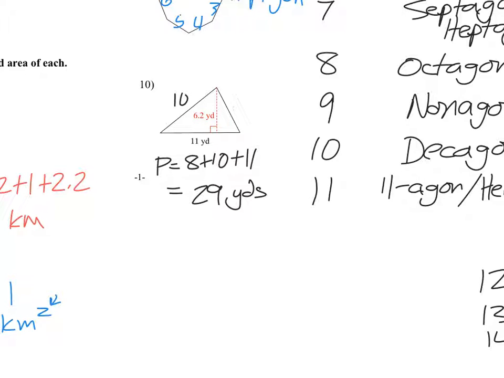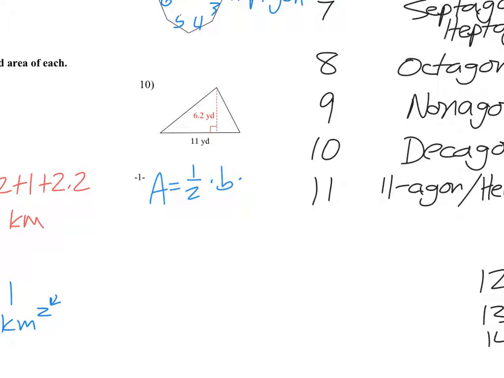Now, what we can find in this, based on the information they've given us, is the area. So this I do want you to know. Area for a triangle is 1/2 times base times height. So what's the base of a triangle? The base would be this, and then this right here is actually the height.